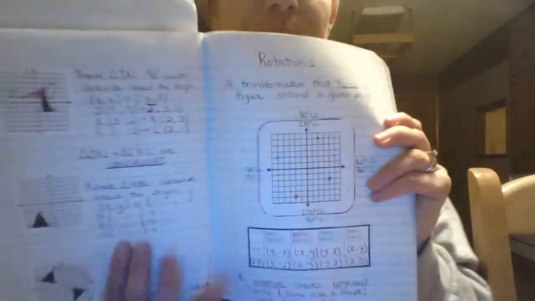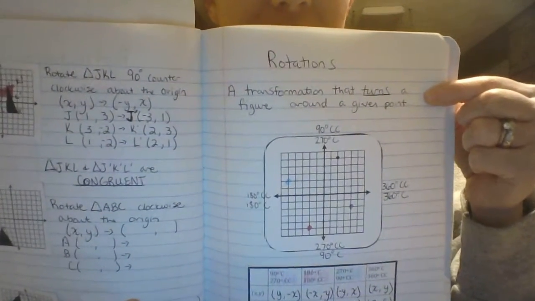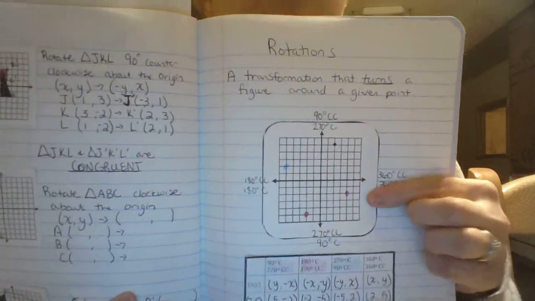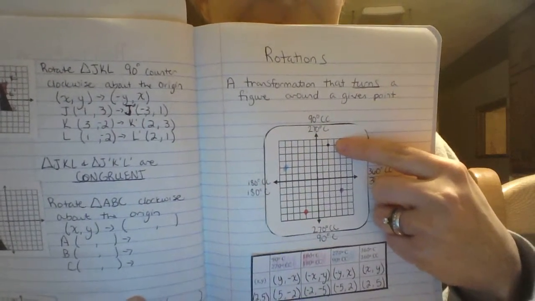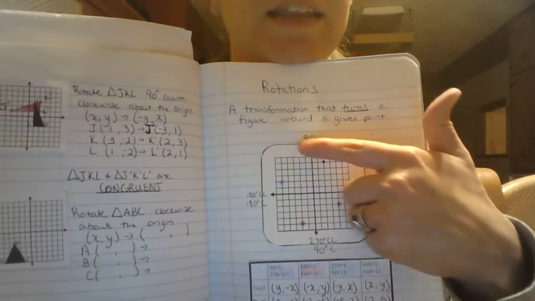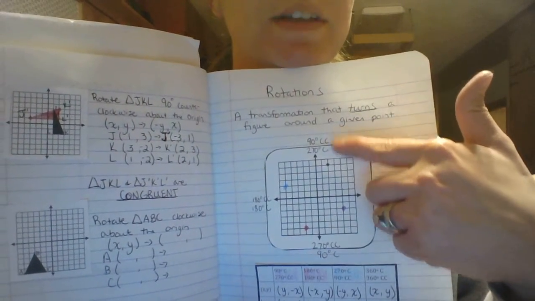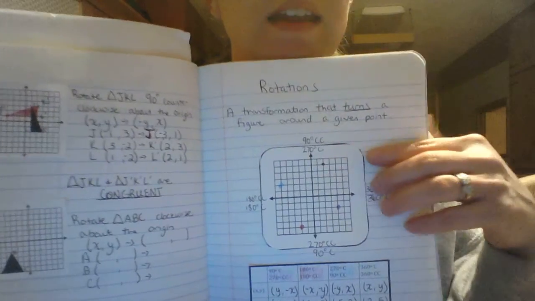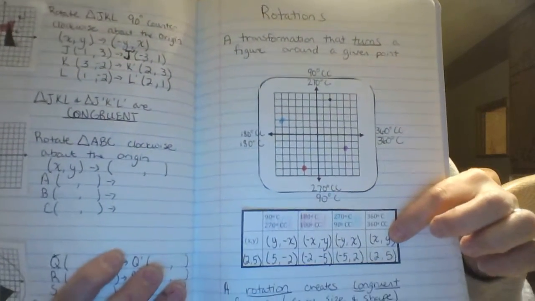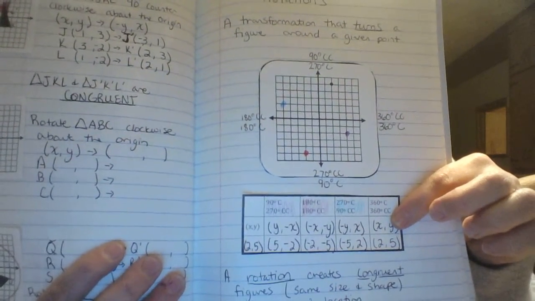All right, last one is rotations, the tricky one. Okay, here's our definition at the top. Here you'll just notice I have one little point at 2, 5. Go ahead and label all the way around here. CC is counterclockwise, C is clockwise. This table right here is going to be your best friend.